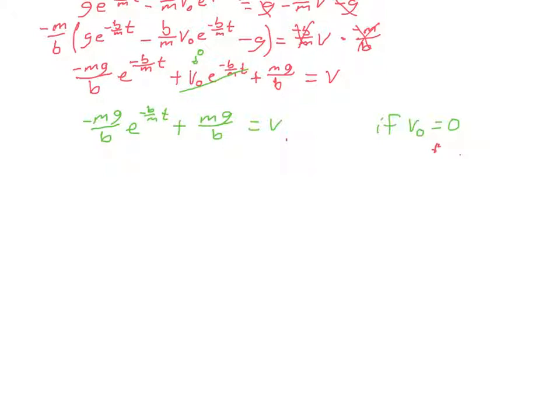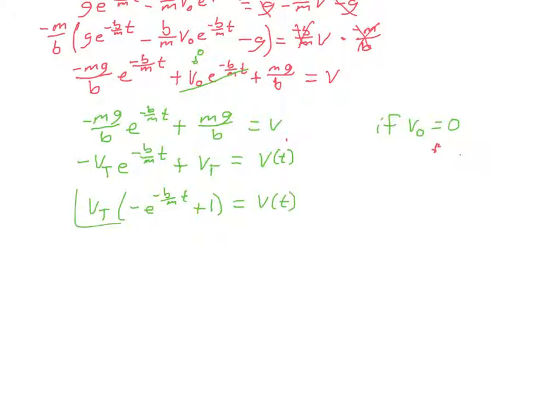Here's another thing. You should recognize from our last slide what mg over b is. Mg over b, according to our last slide, is the terminal velocity. Leading me finally to my final answer: negative terminal velocity times e to the negative b over m times the time, plus the terminal velocity gives me whatever my velocity is at that time. Sometimes you might also see people factor out terminal velocity, giving you negative e to the negative b over m t plus 1. Sometimes you'll see that as well. But that's going to be my final answer, where I work all the way down to that.